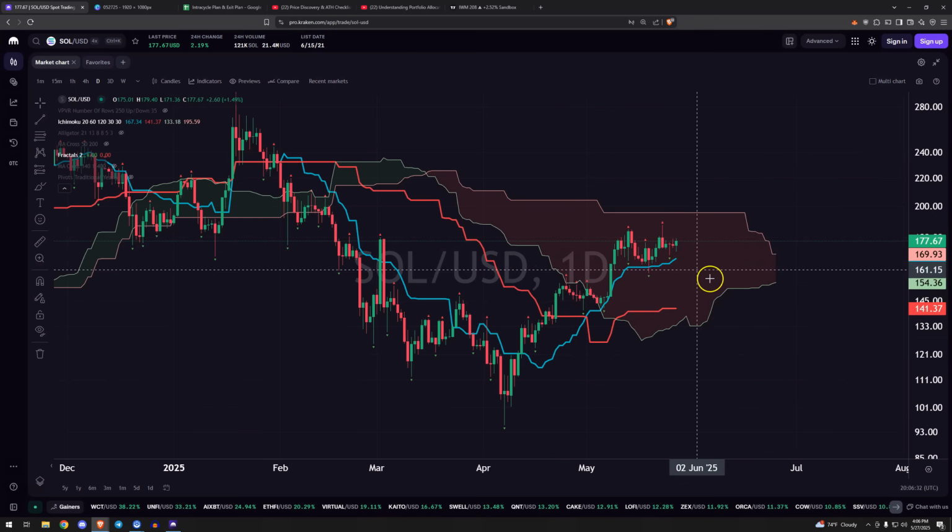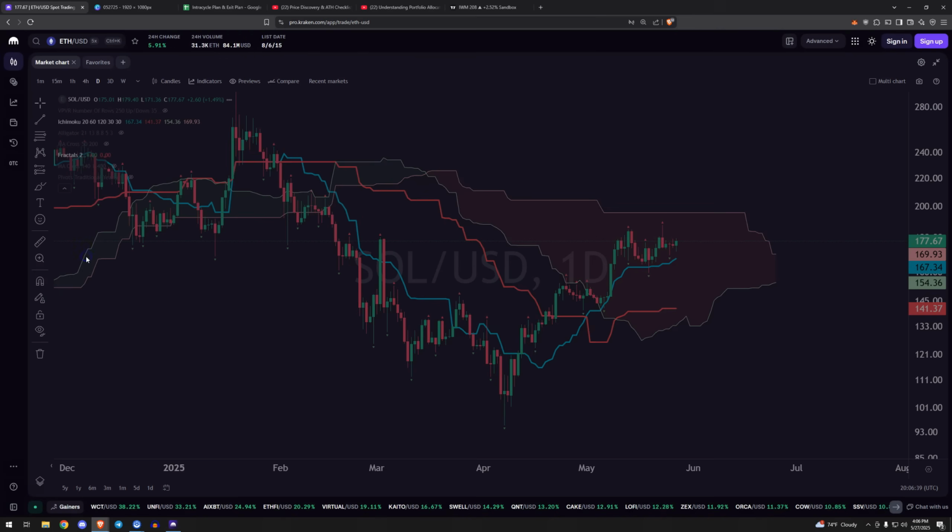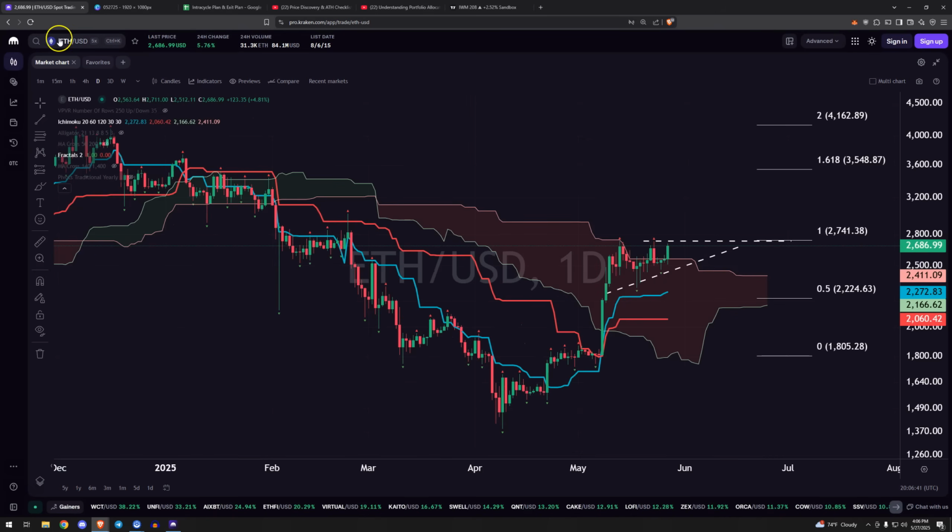This is kind of like wishy-washy no man's land here on high time frames, whereas ETH certainly looks, again, better than it has in a long time on the daily. Better than it has in a long time.